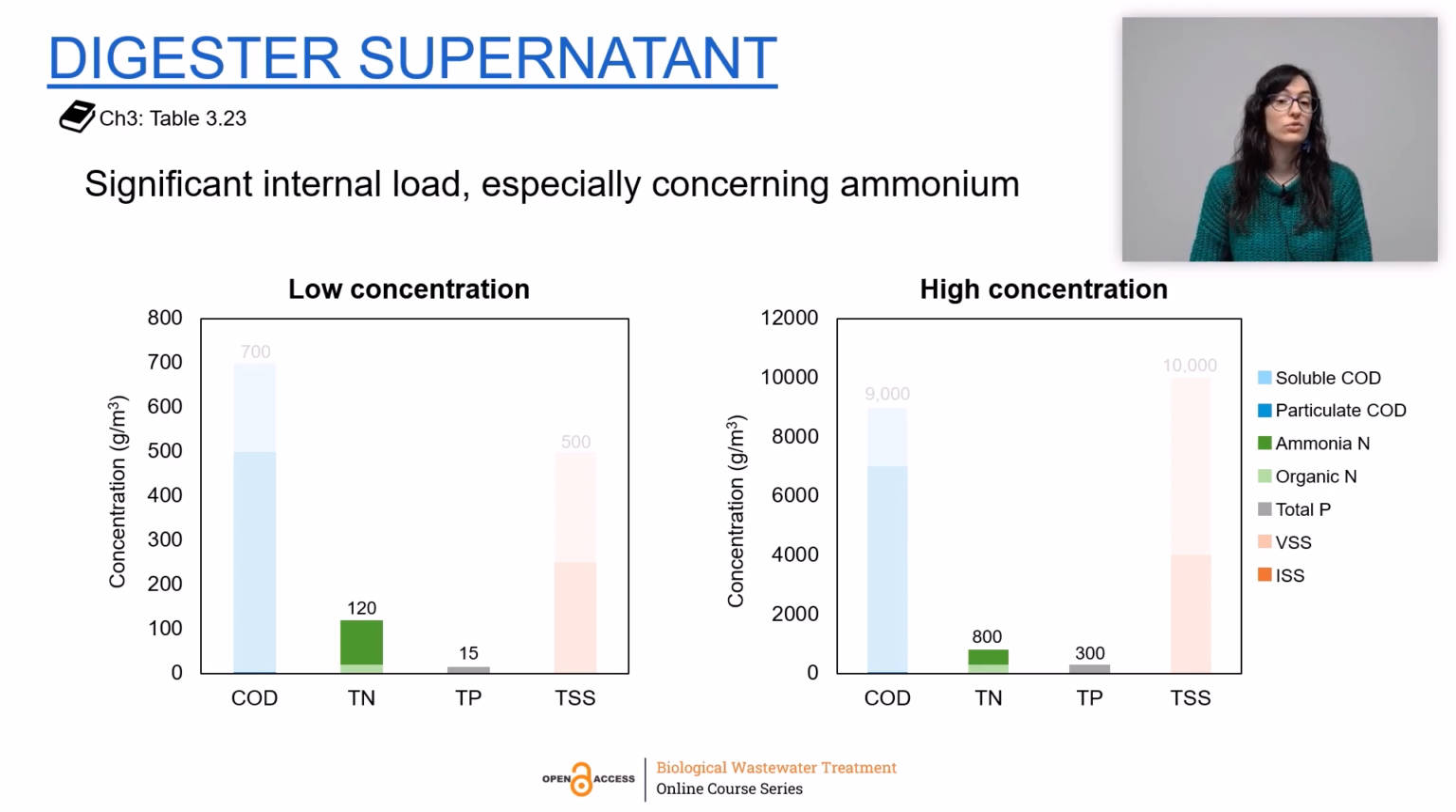The total phosphorus concentrations can oscillate between 15 and 300 grams per cubic meter. And then the total suspended solids can oscillate between 500 and 10,000 grams per cubic meter. Normally, half of them are volatile suspended solids, while the rest is inert suspended solids.